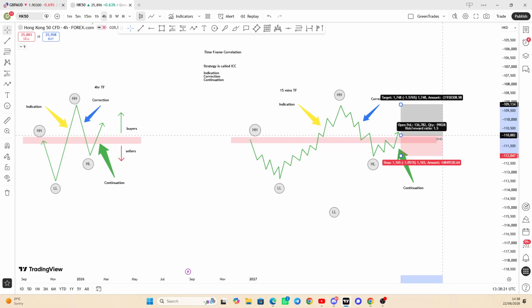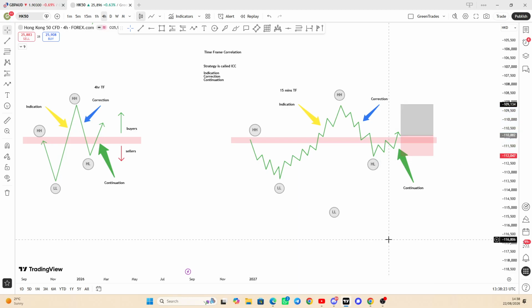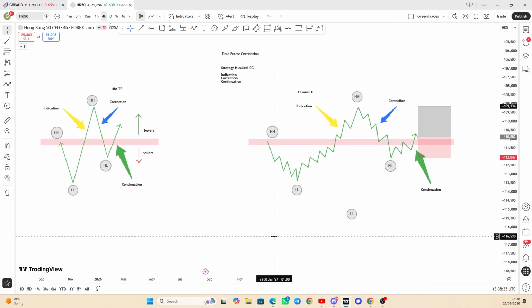So that's what time frame correlation is all about. It's very simple to understand. Watch this video several times if you're finding it difficult to understand. And if you have any questions, like I said, don't forget to always put them in the Discord chat, the question channel, and I will be able to explain it to you.